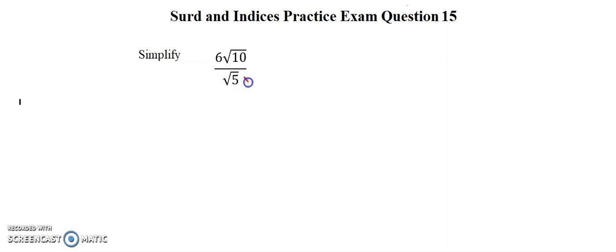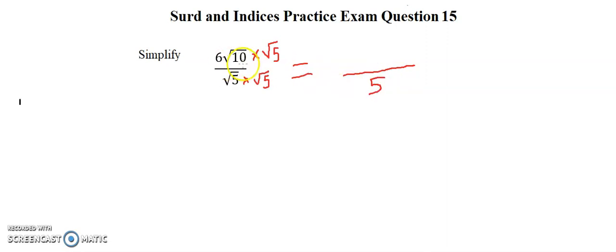So to do that, we are just going to times this by square root of 5. Because it's a fraction, whatever you do to the bottom, you must do to the top. So that means we're timesing the numerator and the denominator by square root of 5. Let's just start with the denominator. Square root 5 times square root 5 equals 5.